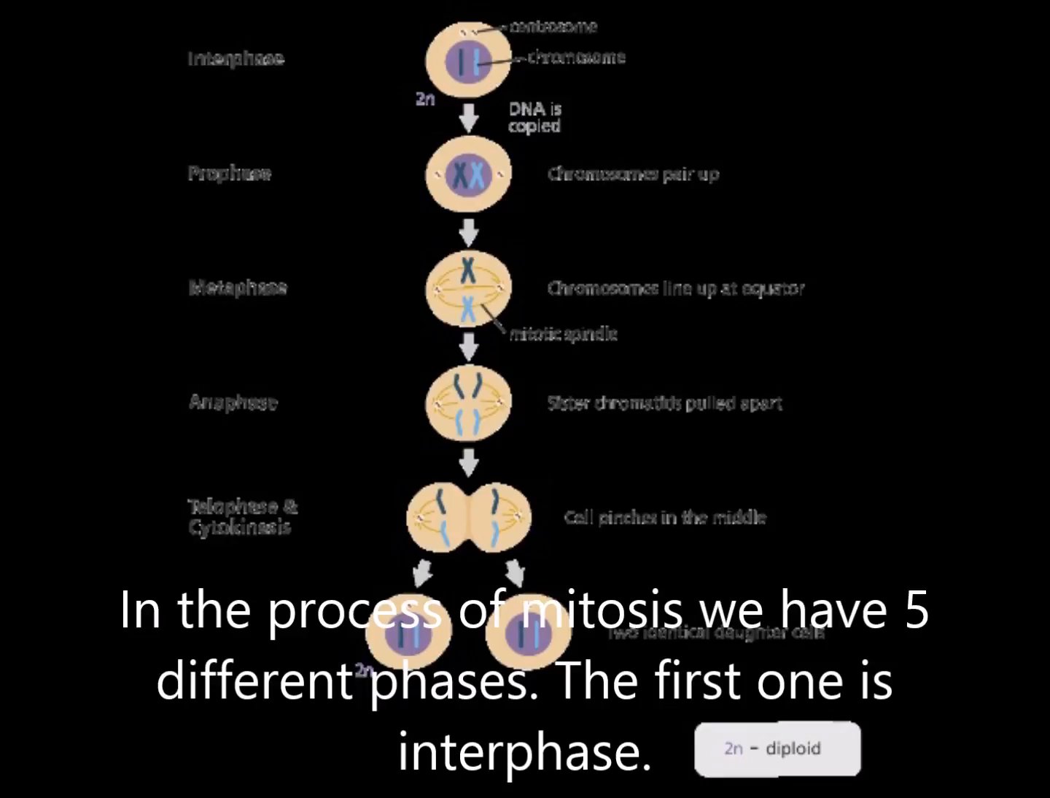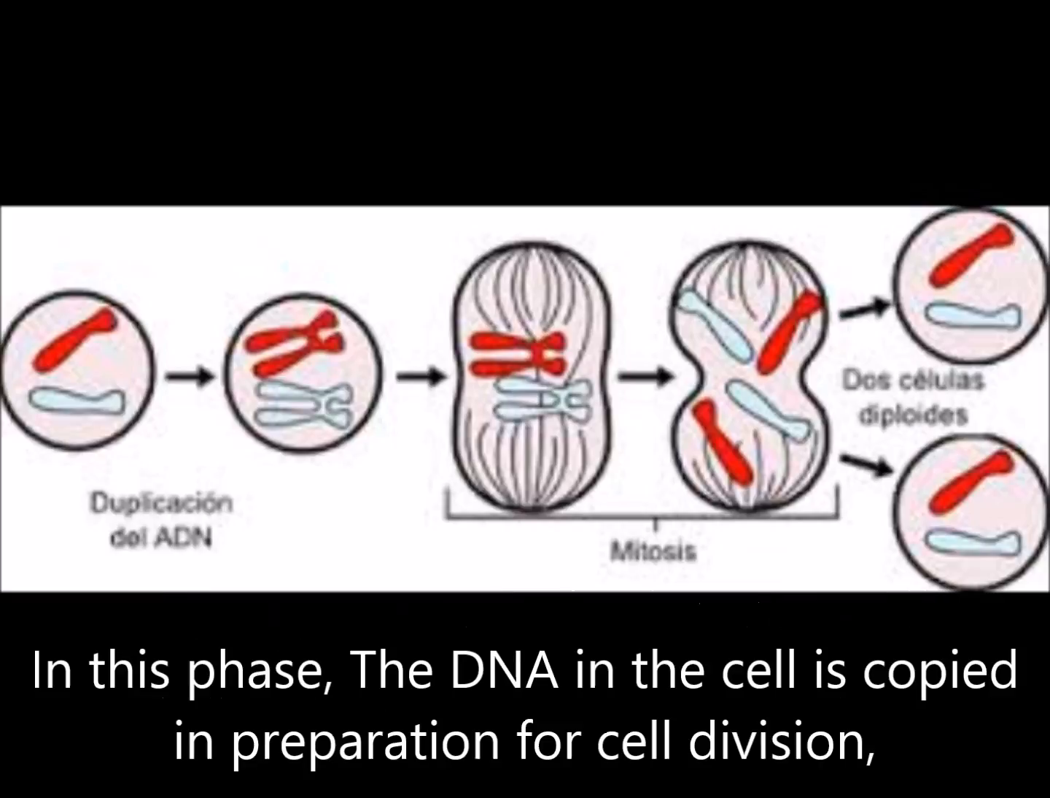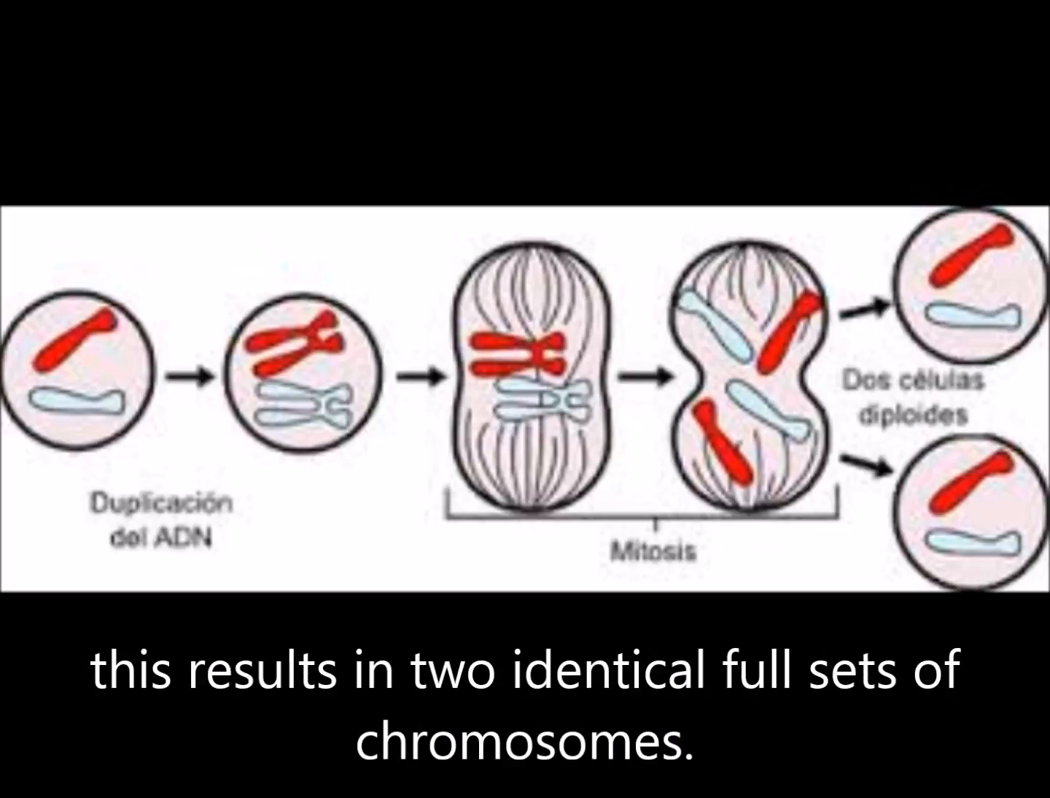In the process of mitosis, we have 5 different phases. The first one is interphase. In this phase, the DNA in the cell is copied in preparation for cell division, and this results in 2 identical full sets of chromosomes.